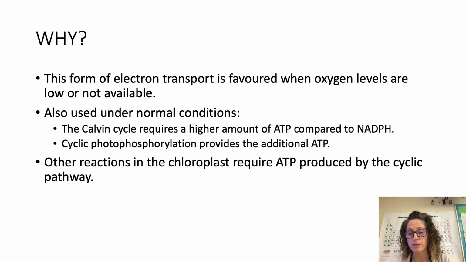So why do we do this? Well, plants do this. This form of electron transport is favored when oxygen levels are low or not available. It's also used under normal conditions. The Calvin cycle, which we're going to learn about next, requires a higher amount of ATP compared to NADPH, so this allows it to create a larger amount of just ATP. And other reactions that occur in the chloroplast require ATP. So this pathway allows that higher amount of ATP to be produced.